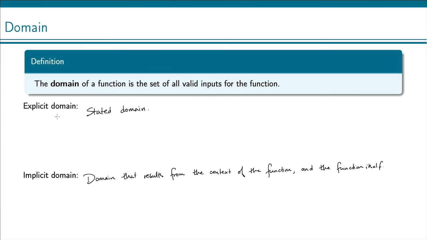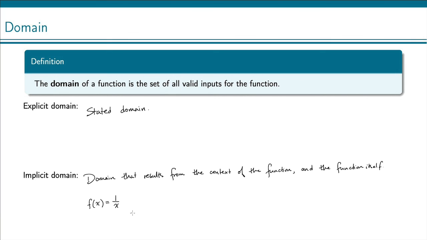Okay? The implicit domain is what if you just have some random function. Okay, so f of x equals, say, 1 over x. Just by the nature of the function itself, we know we can't divide by 0, so we know x cannot be 0. So that would be an implicit domain, because it's implied by the fact that the function doesn't even work if you try to plug in 0, that means that 0 can't be in the domain. Okay.